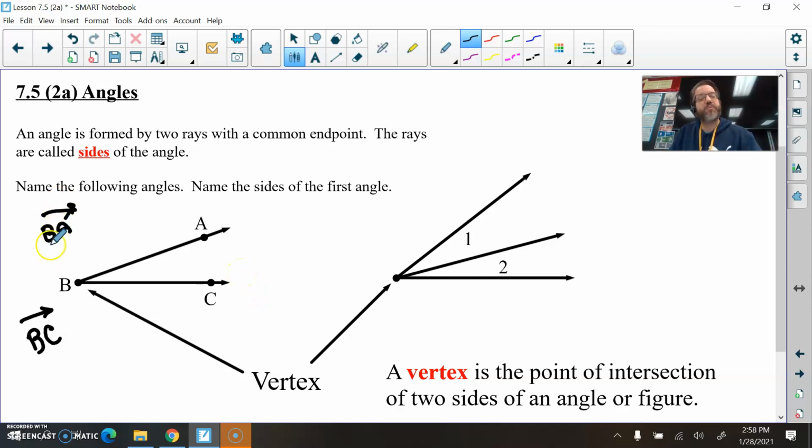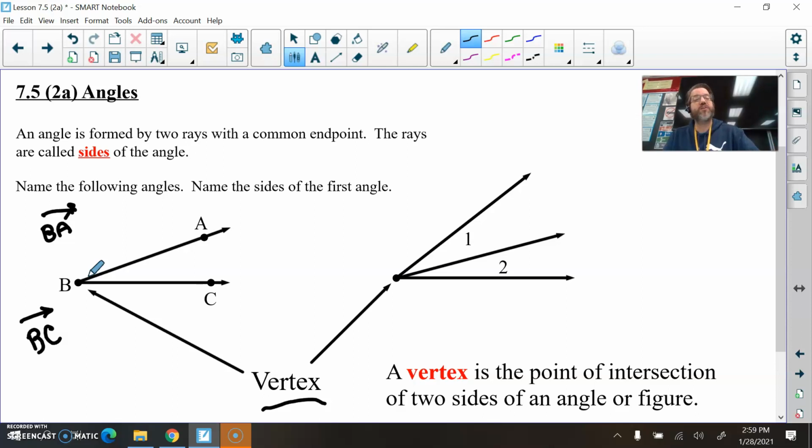That common endpoint, or starting point, is called the vertex. The way I always remember the word vertex is it starts with the letter V, and doesn't the letter V kind of look like an angle? So think of that point where the angle begins, where each side of the angle begins. That point right there is called your vertex. A vertex is the point of intersection of two sides of an angle or a figure. It's the starting point where both sides begin.